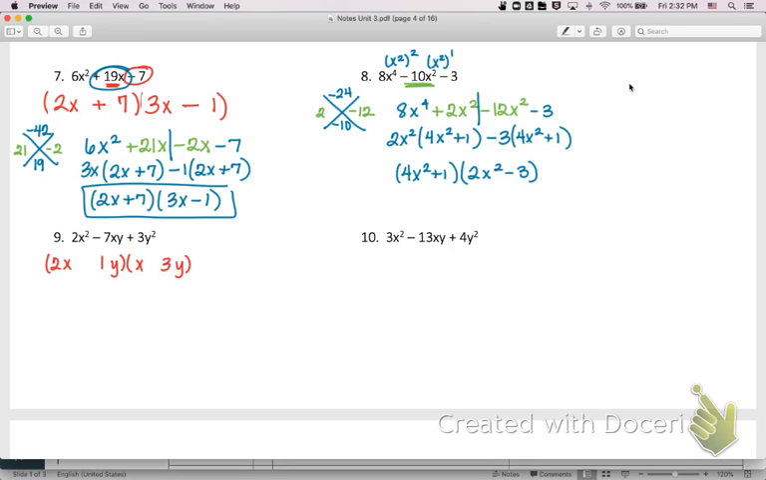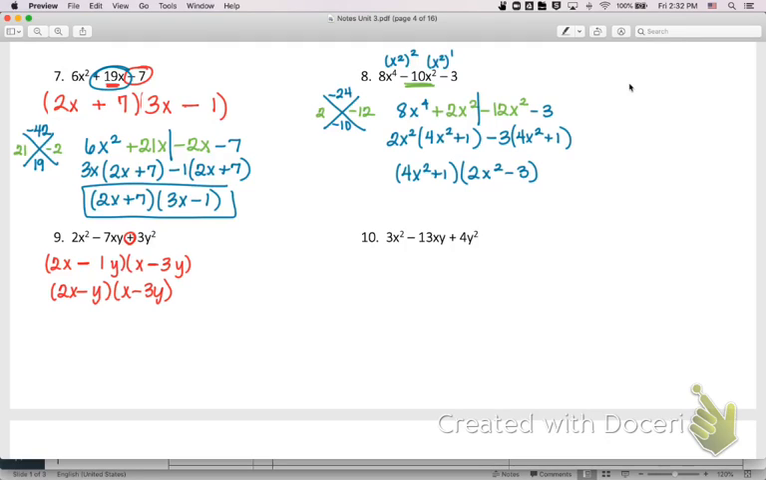The outside would be 6 and the inside would be 1. Those are going to add up to 7, but we need it to be a negative 7. If I need this to multiply to a positive, that means I can make both of these negative. So we get 2x minus y, and x minus 3y is the best way to write the factors.